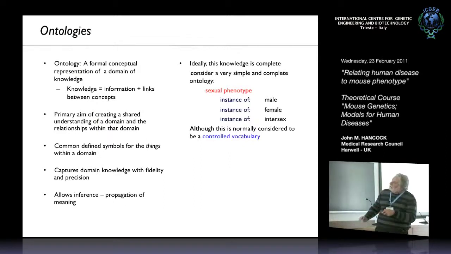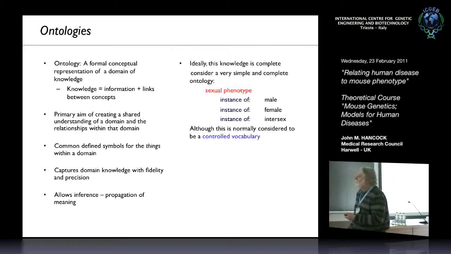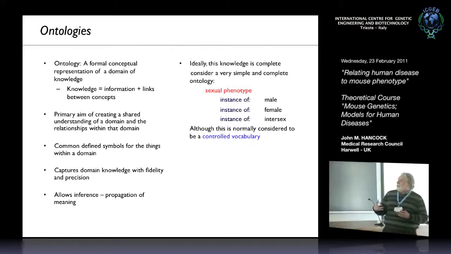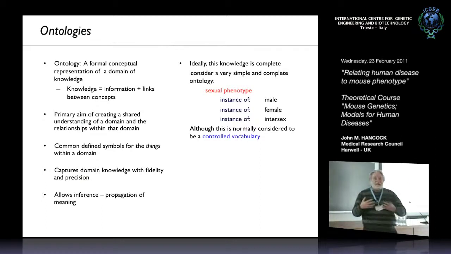So an ontology can be defined as a formal conceptual representation of a domain of knowledge. So that's both information and the relationships between those bits of information. And really, the idea is that if people can agree on a structure like this, a conceptualization like this, then they're essentially all agreeing on the nature of that knowledge and that domain of knowledge, and so they can then work together by using shared terms and shared relationships.